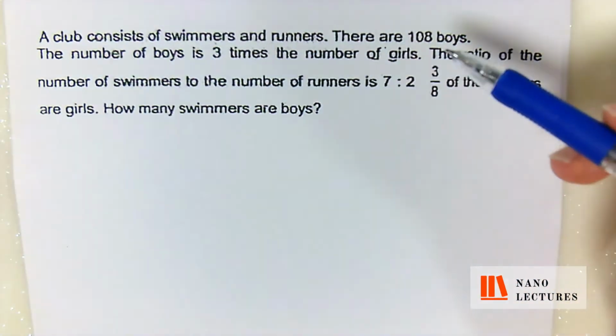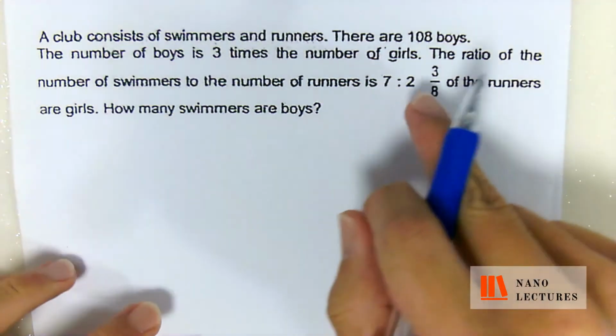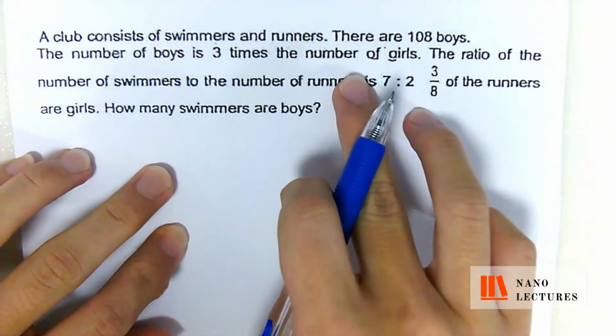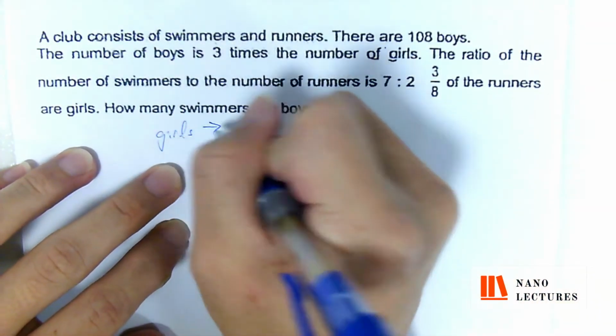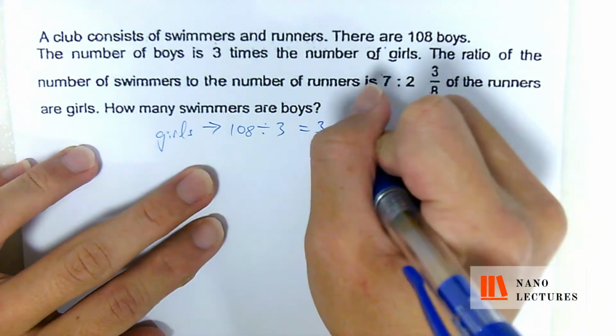...consists of swimmers and runners. There are 108 boys. The number of boys is 3 times the number of girls. Okay, at this point of time, stop first. Do not read further. Find out the number of girls first. Okay, so girls would be 108 divided by 3. So this will give me 36.